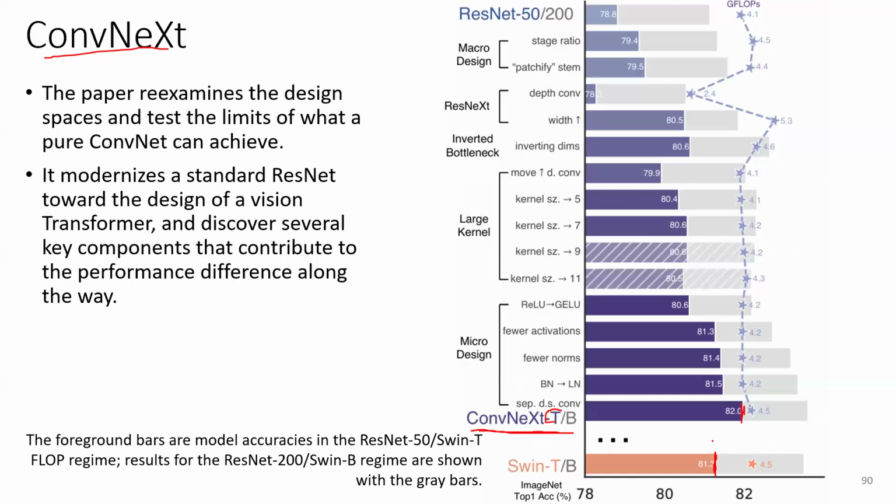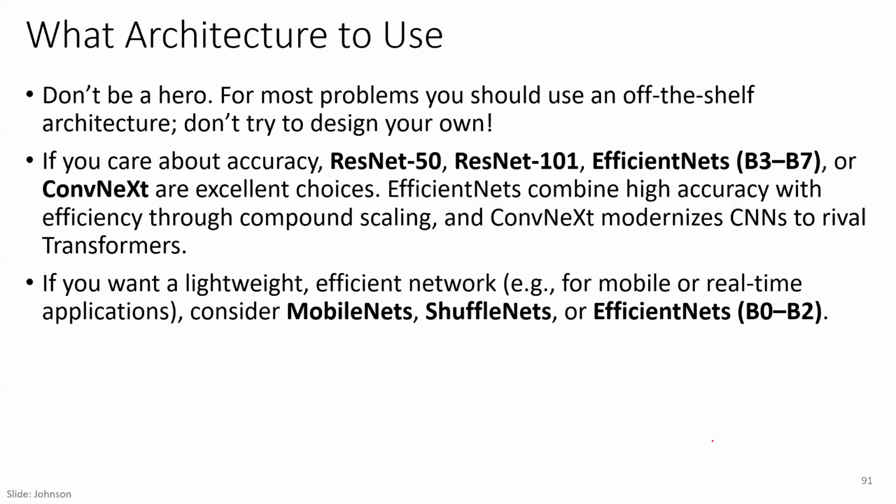So we can see the design of the network architecture is very important in that case. So ConNext is also a very important network. If you ask what architecture to use, these instructions are from Professor Justin Johnson, and most of the slides are from him. Don't be a hero. For most problems, you should use off-the-shelf architecture. Don't try to design your own architecture.